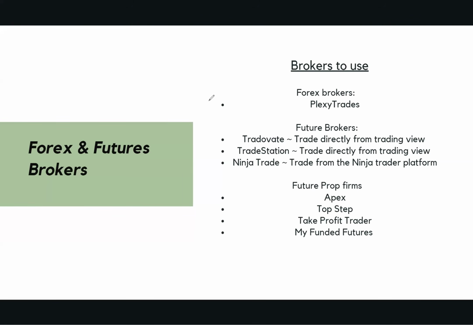All right. Now, futures prop firms, there's Apex. They're typically the cheapest, but I don't like their payout system. Top Step is my favorite because they have a platform called Top Step X that gives you a free trade copier. Take Profit Trader has a really good payout system, and I've heard really good things about My Funded Futures as well.